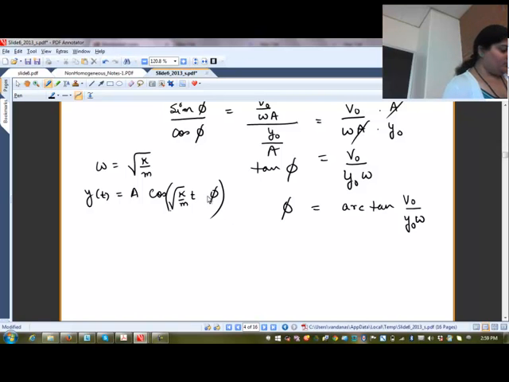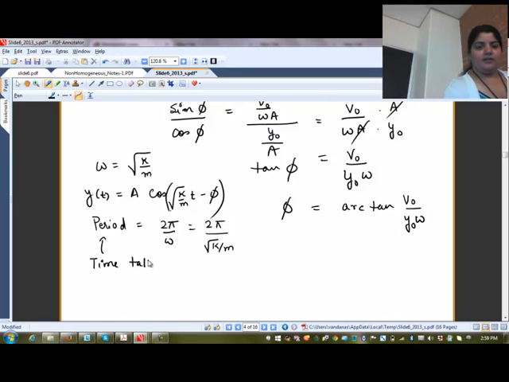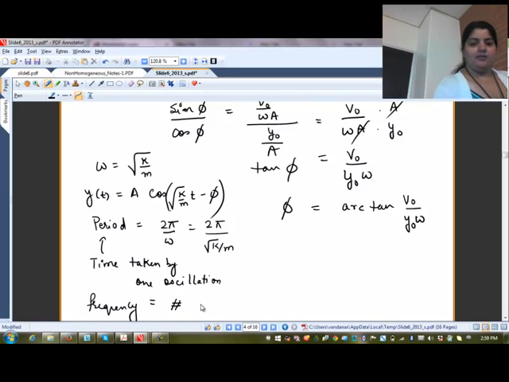Right, and then your period is 2 pi over omega, and by period we mean the time taken by one oscillation. Frequency is the number of oscillations per second.